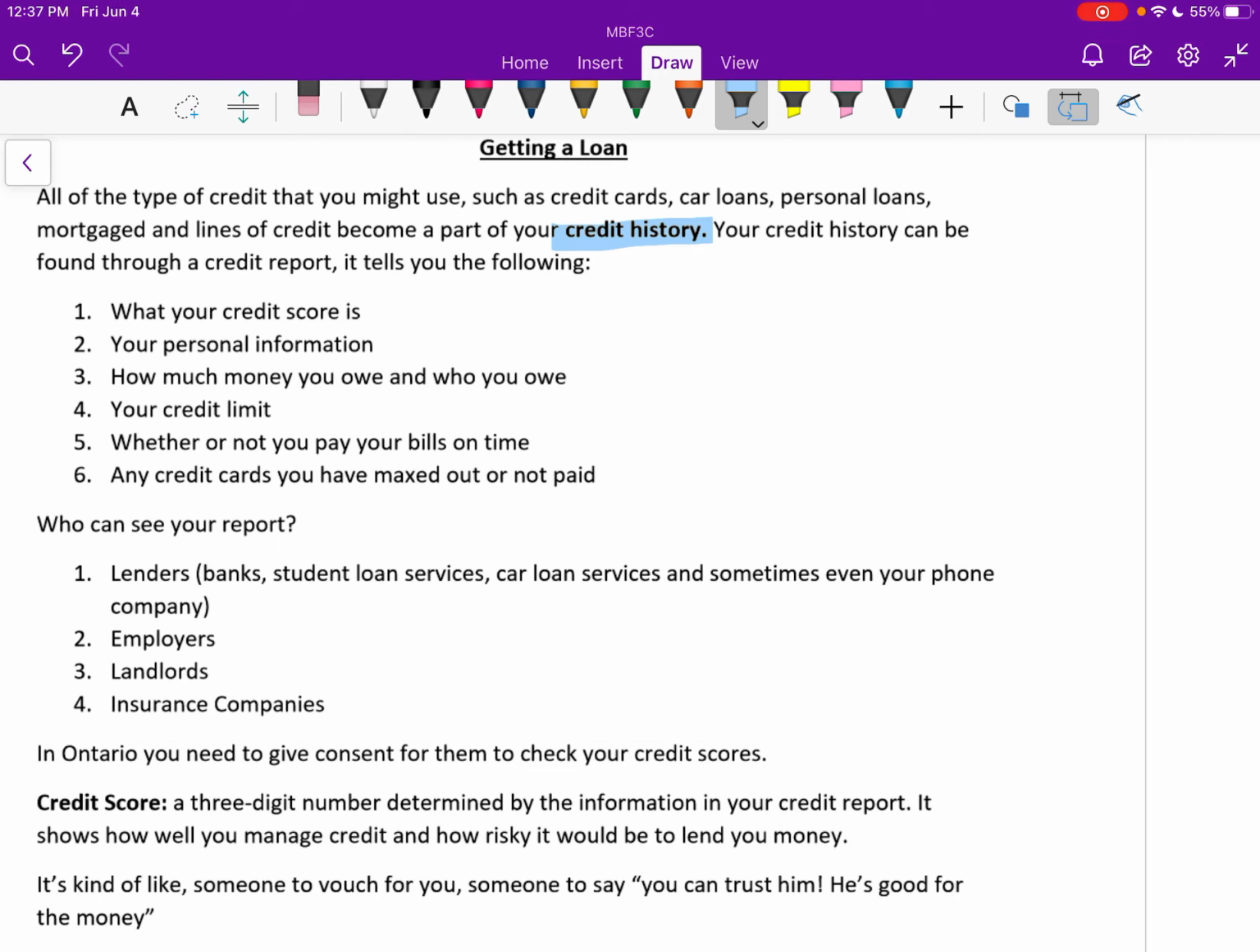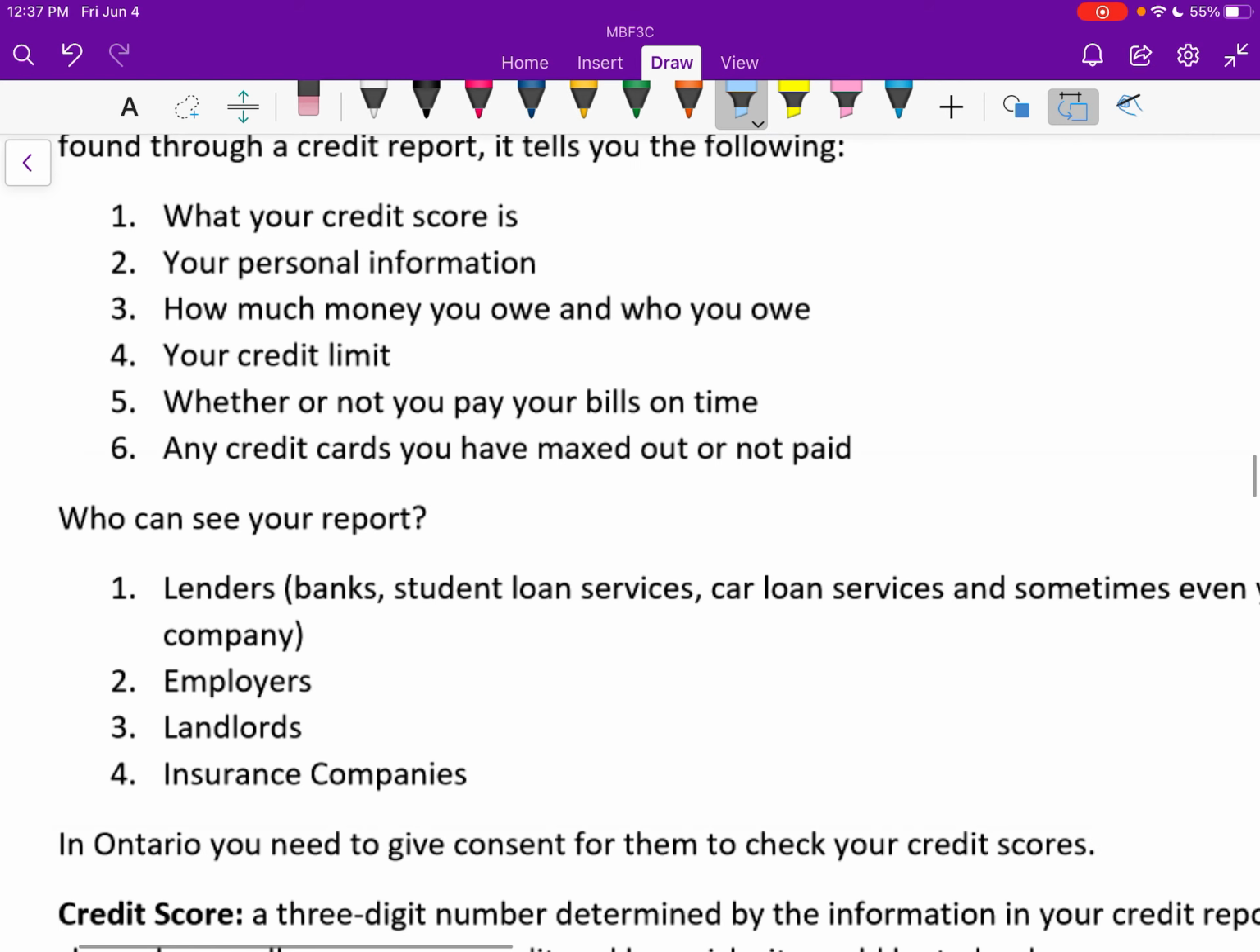It gives you your credit limit, and whether or not your bills are paid on time, and if you have any credit cards that are not maxed out or paid. I highly recommend at some point looking at your credit history. I think the first time most people look at it is when they go to get a loan, and they don't even realize that they have loans out that they haven't been paying. So it's definitely worthwhile checking out. It also protects your credit card from fraud.